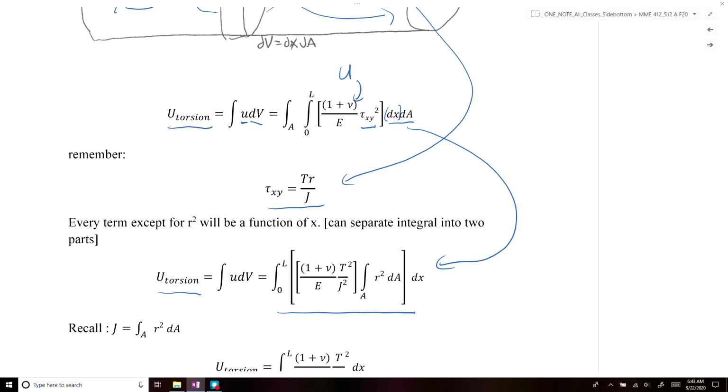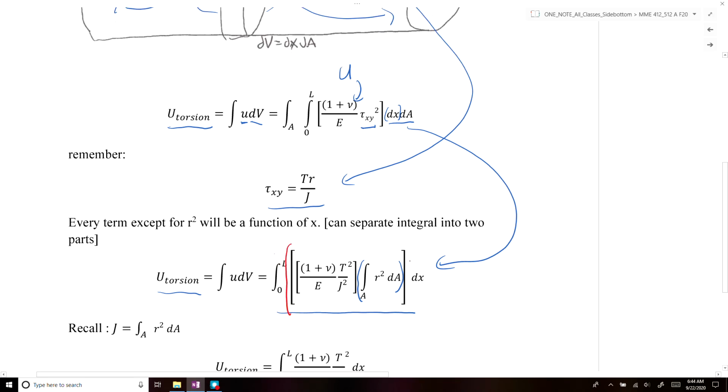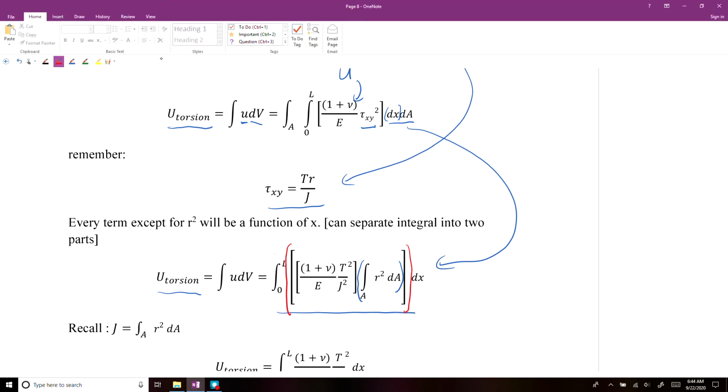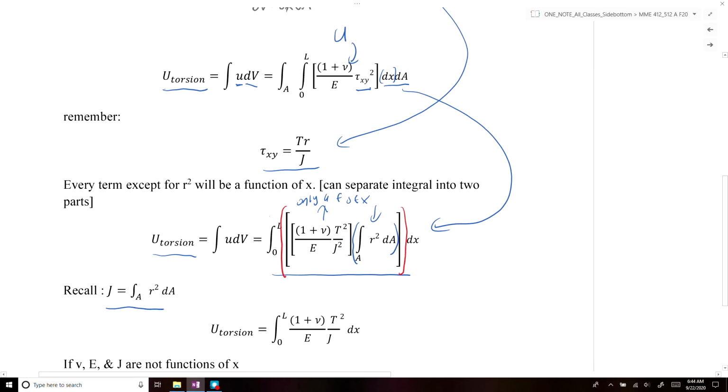We can break up this integral into two separate integrals. We can have one minor integral here, and then we can have another integral out here. The blue integral I've highlighted in blue is only a function of dA, so only r squared is a function of dA. All these other terms are only a function of x. We know that the definition of the polar moment of inertia is equal to this integral here.